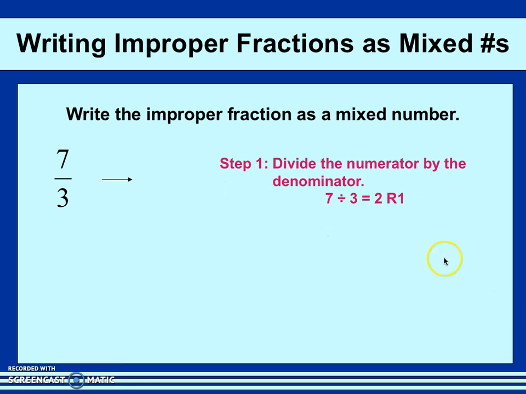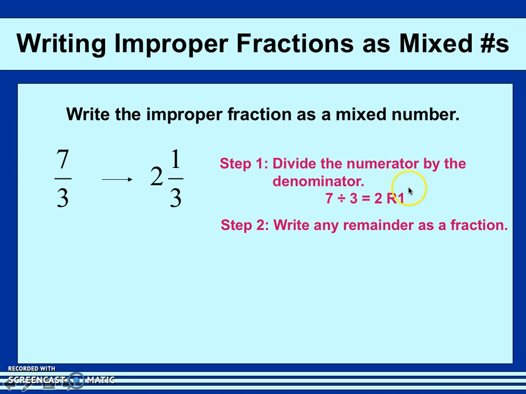First, I have to divide the numerator by the denominator, right? A fraction is basically division anyway. So I'm going to go 7 divided by 3, and I'm going to get a remainder. It's 2 remainder 1, because 7 divided by 3 gives me, well, 3 times 2 is 6. There's 1 left over, so I have 2 remainder 1. So now I'm going to write that remainder as a fraction. So this is going to be 2 is my big number, my whole part, and then 1/3. 1 is my remainder, and it goes over my 3, over my original denominator.